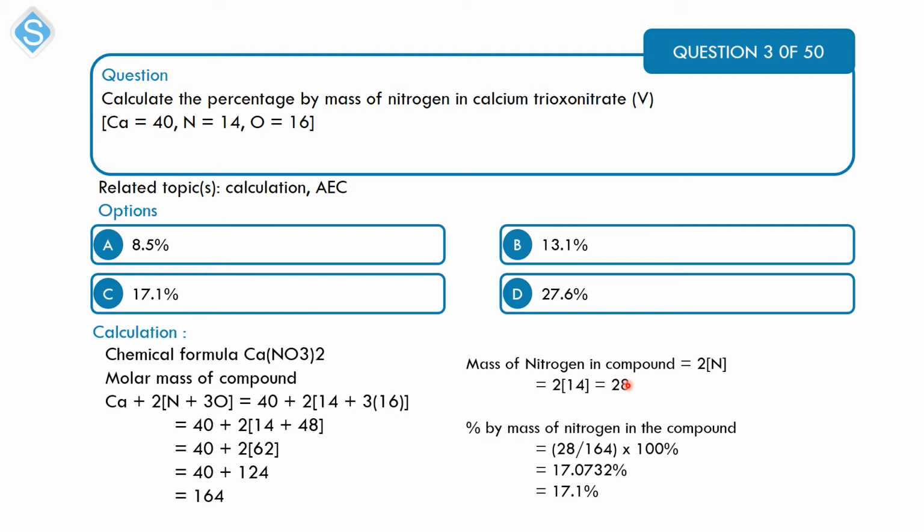Next, we then find the percentage by mass of nitrogen in the compound, and that will be the mass of the nitrogen that you have in the compound, which you have calculated here to be 28, divided by 164, which is the molar mass of the compound, multiplied by 100%, and this will give you 17.0732%. You could use your calculator for something like this because you're going to have a decimal that is not recurring. Then you can approximate this. Approximately, this is 17.1%, and that makes C the correct option.